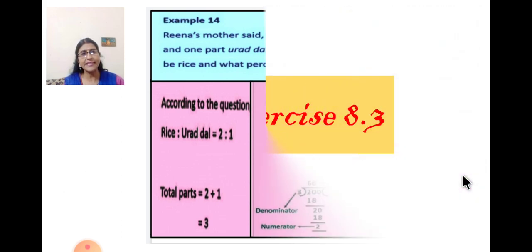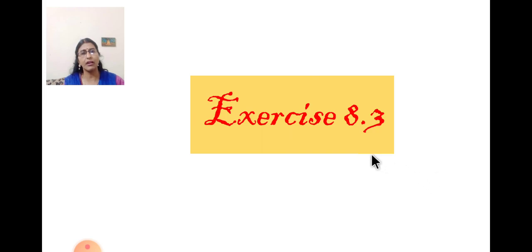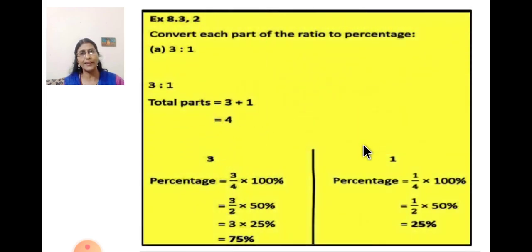Now based on this example, we will do some questions of exercise 8.3, the next exercise. This is convert each part of the ratio to percentage. You can see they have given the first one, part A, 3:1. So first we will add both the parts. So 3 plus 1 is 4. And then children, we will make 2 columns. In the first column we'll write 3 and here we will write 1. That means we are taking the first part, 3, and the second part here. And then we will have to find out the percentage.